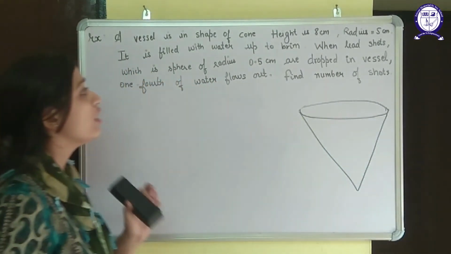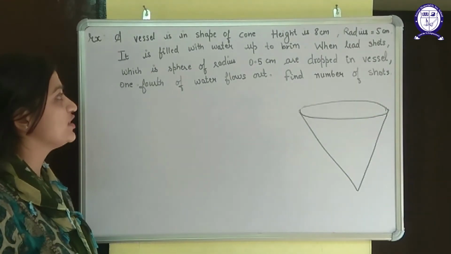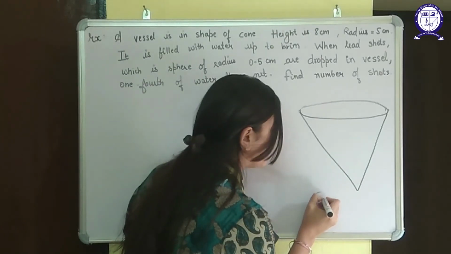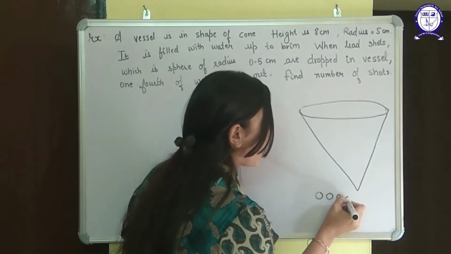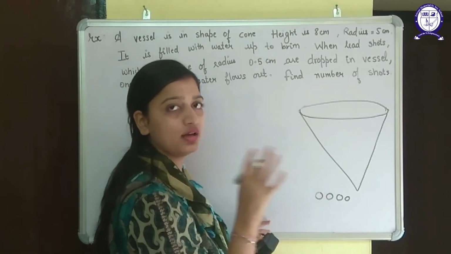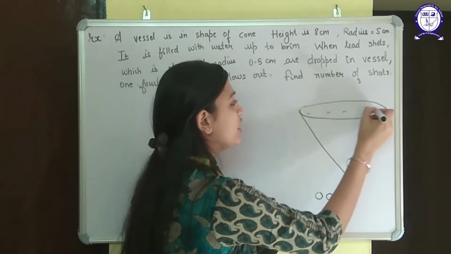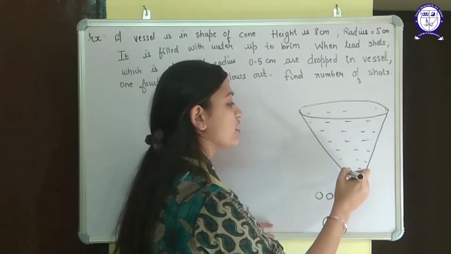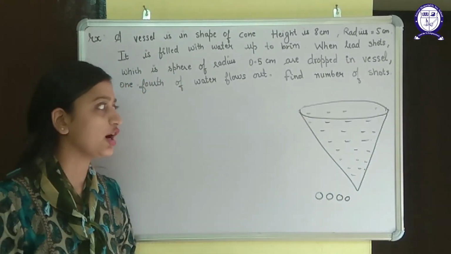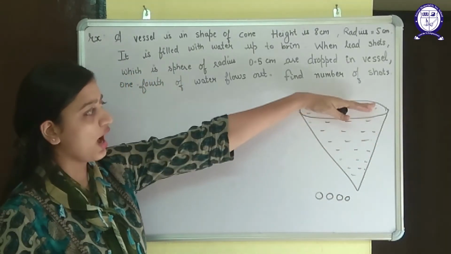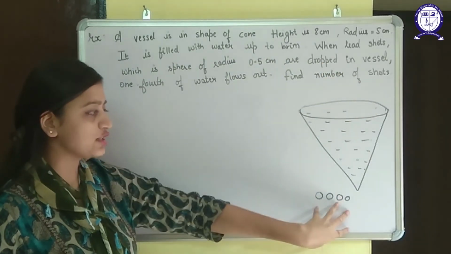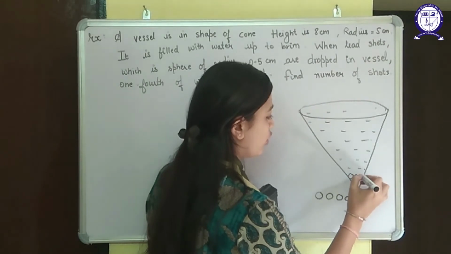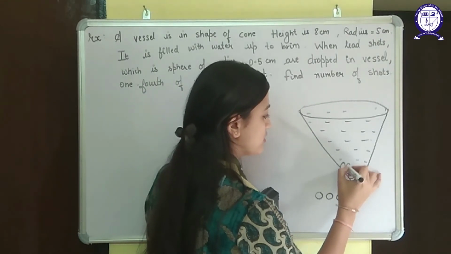Okay, now it says when the lead shots, which are spheres of radius, there are small holes which are spherical in shape, are put in this cone. Okay, this is filled with water up to the brim. It says that there is a cone which is filled with water up to the brim, that means up to the highest level. Okay, then these shots are put inside. Okay, these shots fill the cone like this.